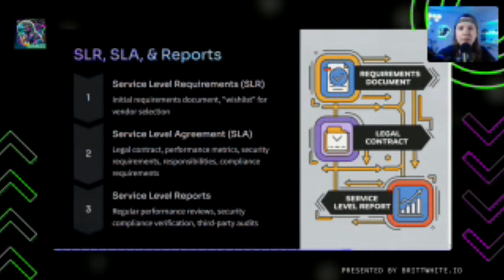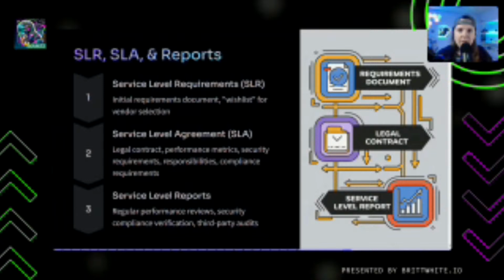First, let's look at service level requirements, or SLRs. Think of this as your wish list before choosing a vendor. It's where you spell out everything you need from them, what services you want, what performance levels you expect, and who's responsible for what. This document helps you compare different vendors fairly and make sure security is a top priority in your selection process.